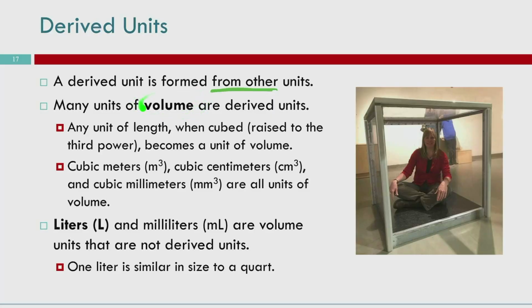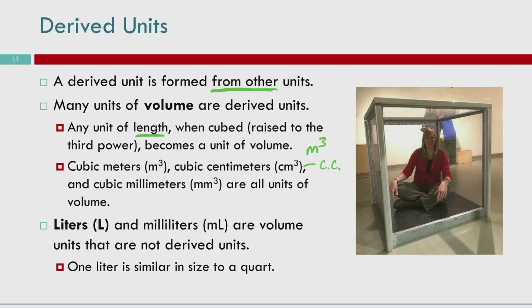Many of our units of volume are derived units. So any unit of length, which is one dimension, like meters or feet, if you cube it, if you raise it to the power of 3, becomes a unit of volume. So cubic meters, meters to the third power, cubic centimeters, centimeters to the third power, which are also called cc's, and cubic millimeters would all be units of volume. So those are examples of derived units.